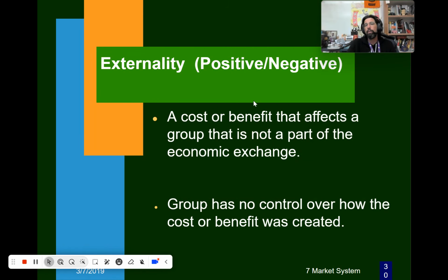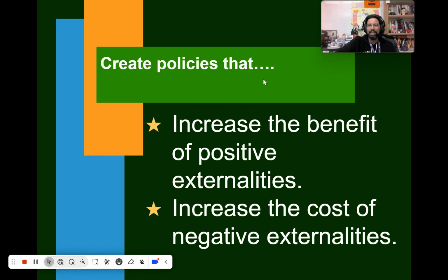Now, of course, when you're dealing with incentives, you can actually create externalities, sometimes positive, often negative, because you think an incentive is going to go a certain way, but it doesn't. Governments want to increase the benefit of positive externalities, and they should create policies that do that. And they want to increase the cost of negative externalities, so they should create policies and incentives that do that too.